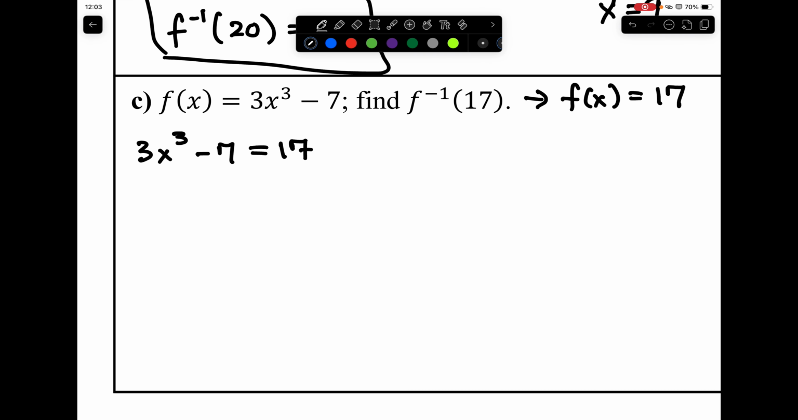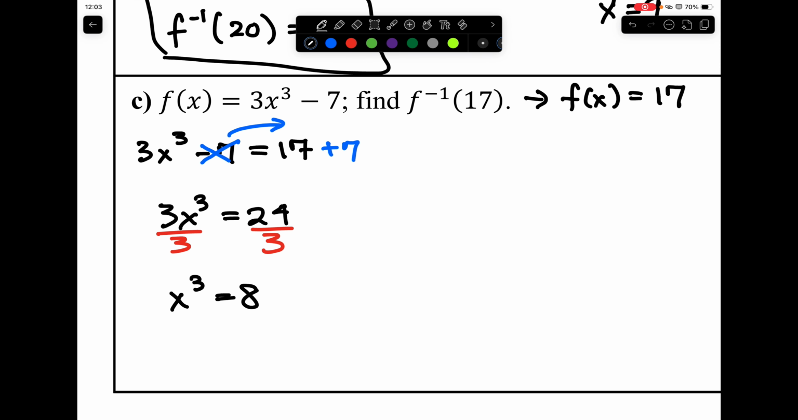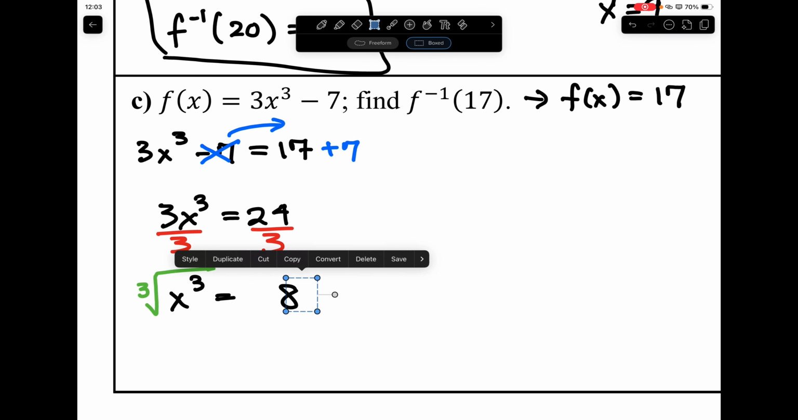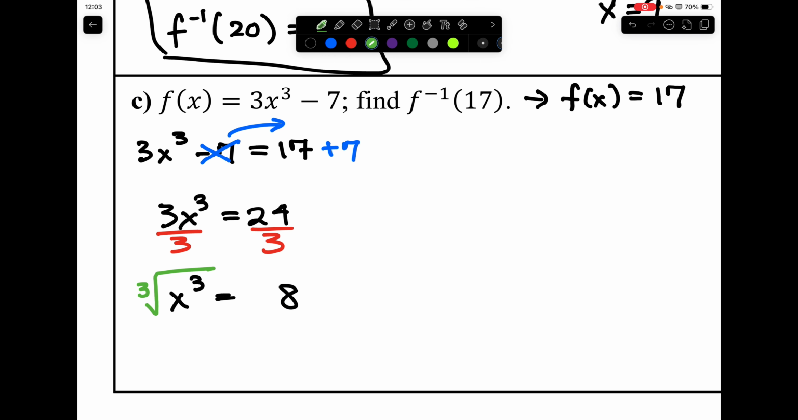We would start again the same way, moving the constants. So plus 7 to both sides. Three x to the third power equals 24. We're going to divide by 3. X to the third power equals 8. And then here, the opposite of raising something to the third power is using a root, the cube root. So let me move this over, and we're going to take the cube root of this side as well.